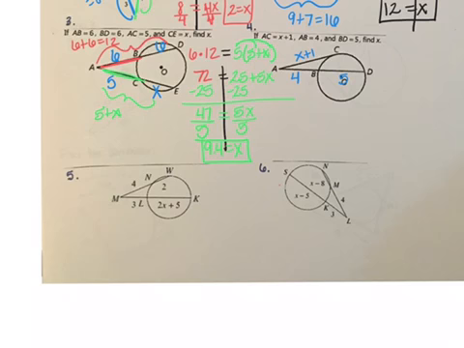Move on to number 4. We have outside the secant is 4. The whole thing is 4 plus 5, which is 9. We're going to set this equal to our tangent, so x plus 1 times x plus 1.